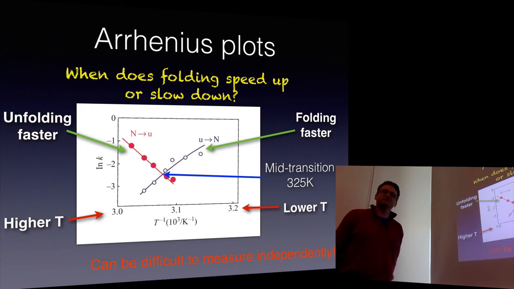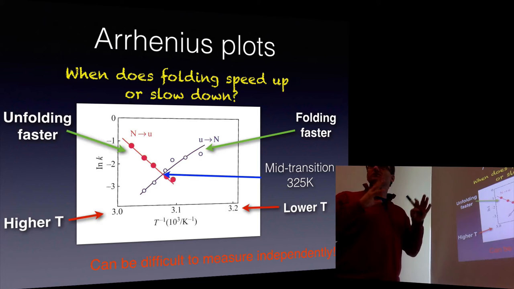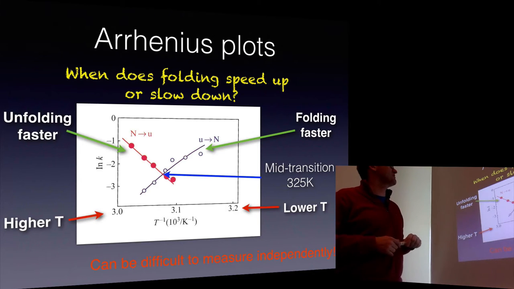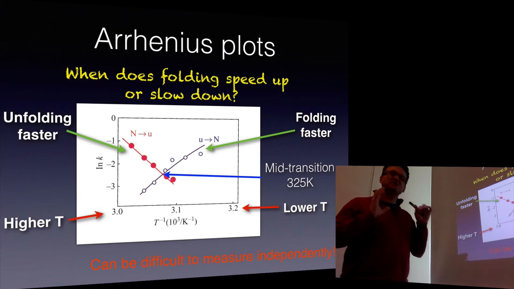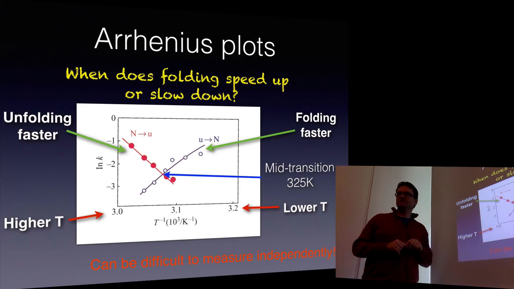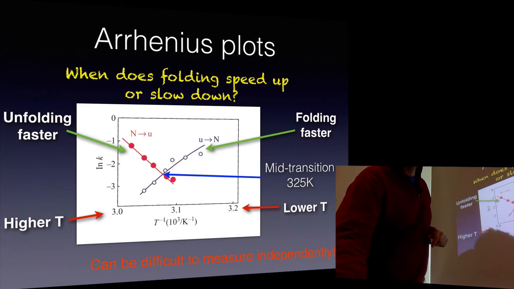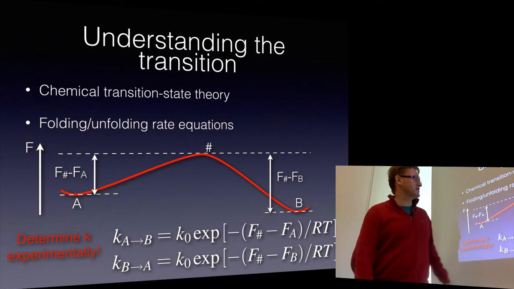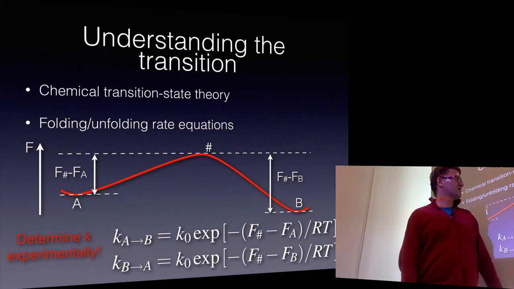And what we were after here is we want to understand these barriers. We want to understand when folding happens and what type of barriers we have at low and high temperature. So it's somehow energies we want to get to. But the good news is that we can measure this k experimentally as a function of temperature. And once we can measure the k, we can also get the slope. And as we saw in the beginning, the slope is related to these differences in free energy.